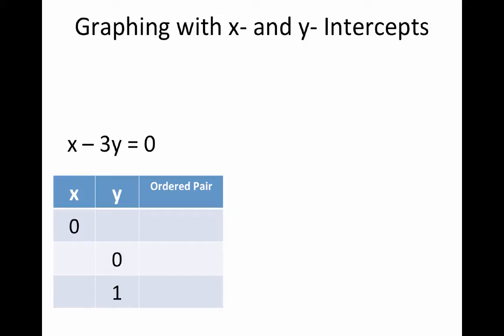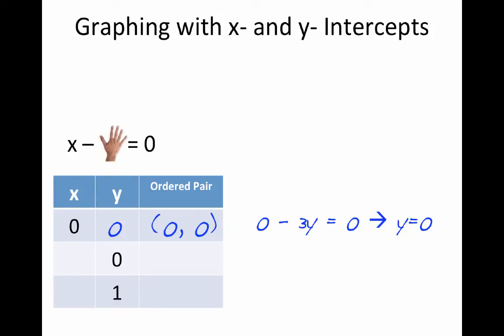Okay, with this one, when x is 0, we can cover up that x term. We know that negative 3y is equal to 0. Divide both sides by negative 3, we still get y is equal to 0. When y is equal to 0, we can cover up the y term because negative 3 times 0 is still 0. So we get x is equal to 0. When I write the ordered pair, two of our ordered pairs are both x is 0 and y is 0.